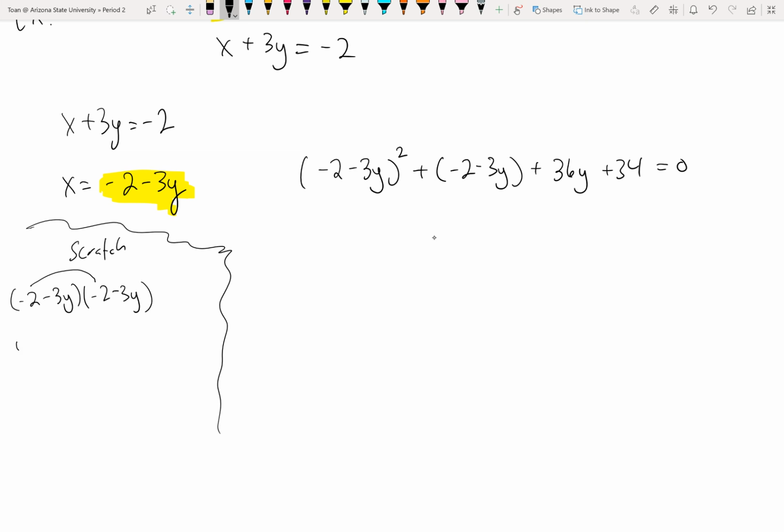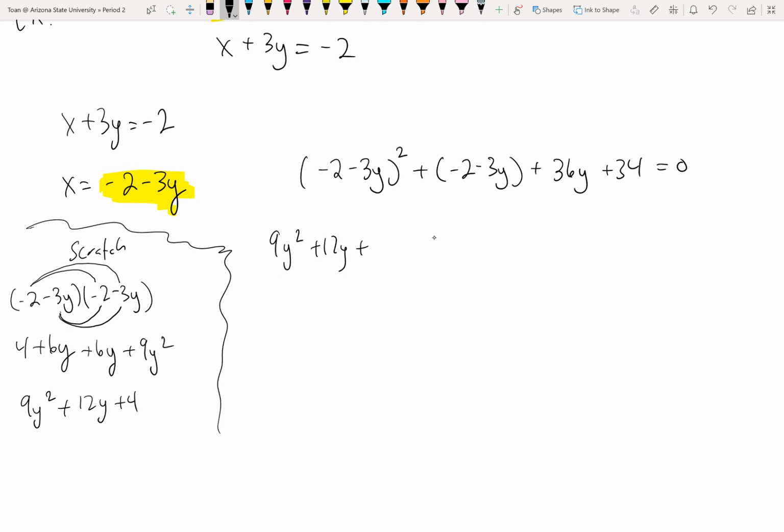So negative 2 times negative 2 is a positive 4. Negative 2 times a minus 3y is a positive 6y. I've run out of stuff in the second parentheses to multiply, so then I'll distribute the second term. Negative 3y times a minus 2 is a positive 6y. Negative 3y times a negative 3y is a positive 9y squared. And then you combine like terms: 9y squared plus 12y plus 4. So that's what belongs in the first term here. This first piece is equal to 9y squared plus 12y plus 4.